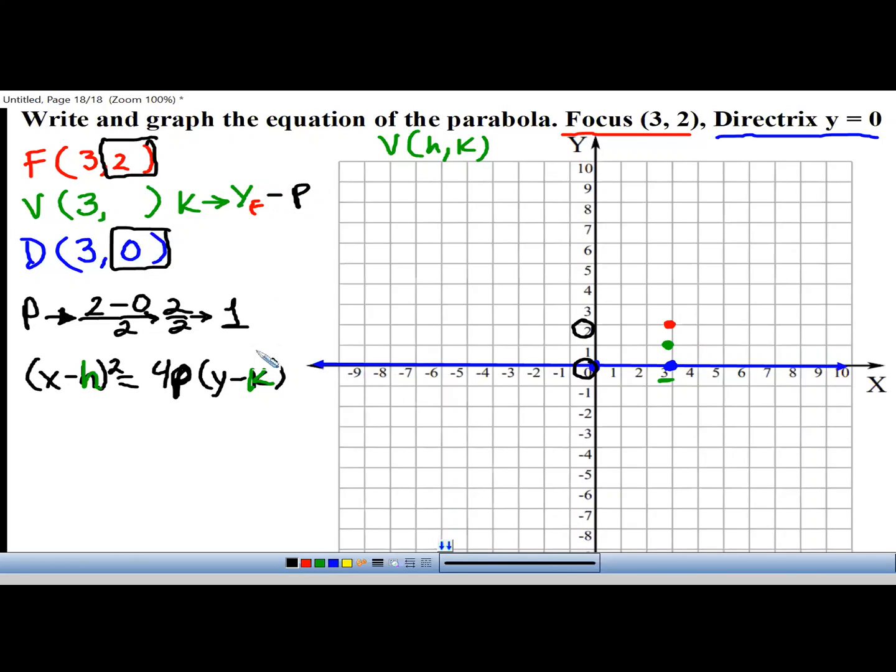Let me show you. To get k, I need to take the y value of the focus. What is the y value of the focus? The y value of the focus is 2. And I subtract p, which is 1. So my k value there is 1. I fill that in. And just to double check, let me see if that's what we plotted there. 3, 1. Yes, there it is. Copy that, please.